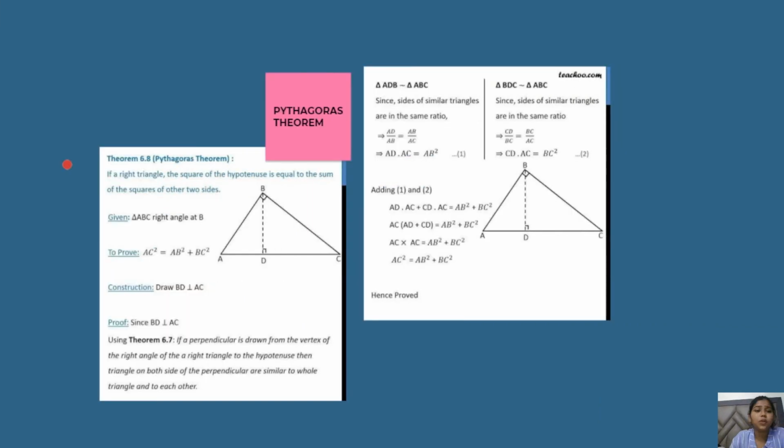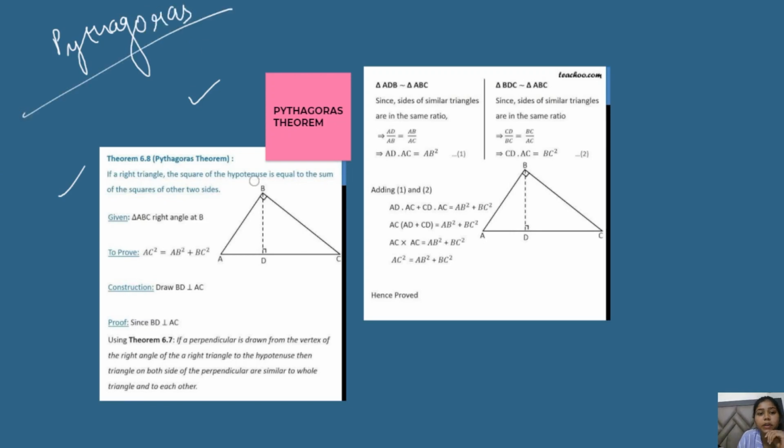Let's move ahead with our theorem number 8. Basically in this chapter, there are 9 theorems. For the 8th and 9th theorem we have to study the proof also. So here I have given theorem number 8. If a triangle is right-angled, the square of the hypotenuse is equal to the sum of the squares of the other two sides. Basically, we have to prove the Pythagoras theorem in theorem 6.8.